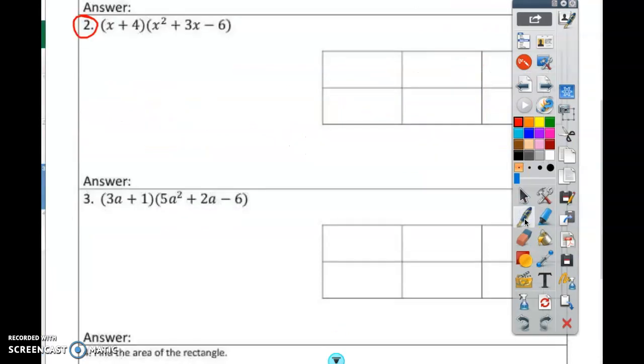Okay, so problem 2, start setting it up. X plus 4 goes right here. And x squared plus 3x minus 6 goes here. X squared plus 3x minus 6.